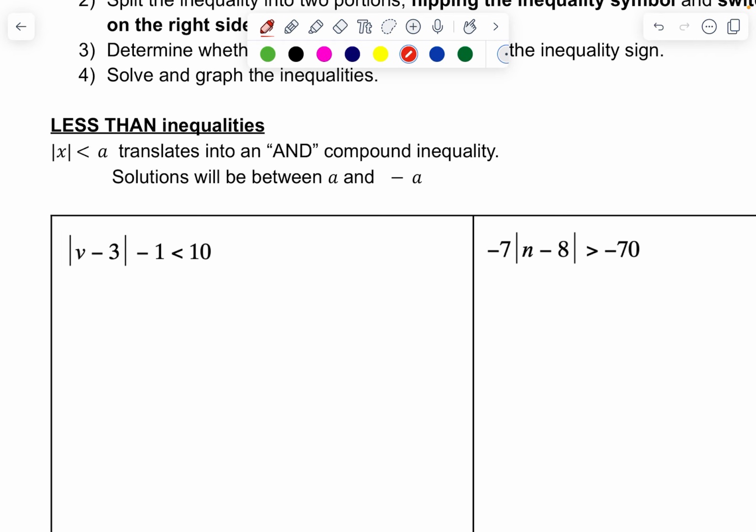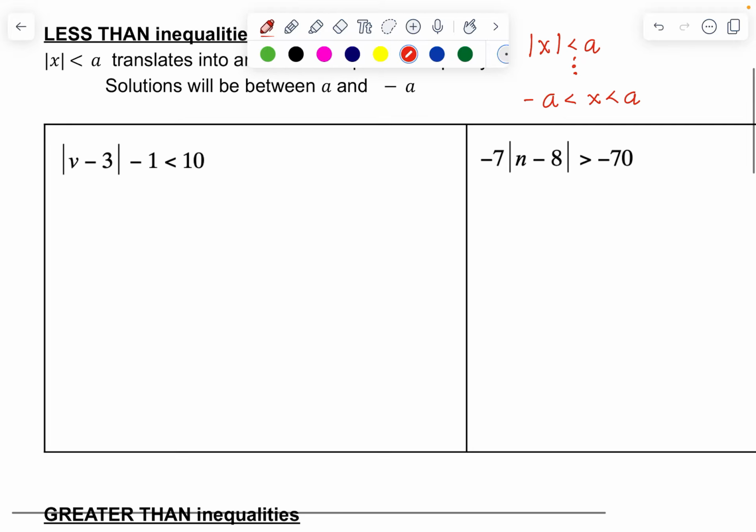If you have less than, like these first examples, then that is similar to an and compound inequality. So if we start with the absolute value of x less than a, then we can split that up into saying that x is between positive a and negative a. So let's look at an example.